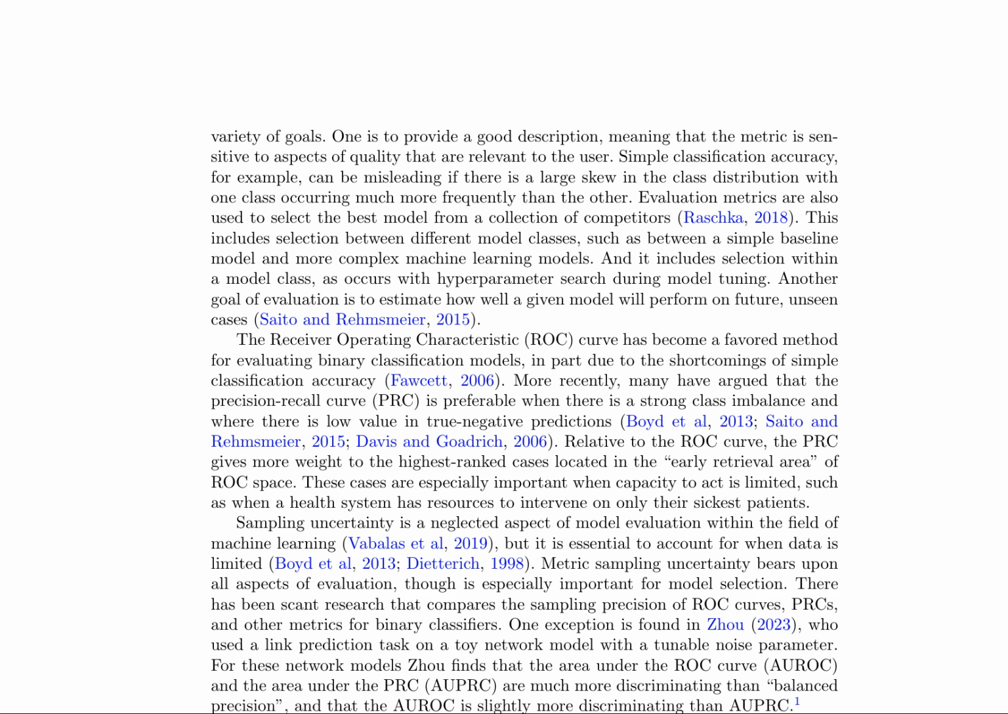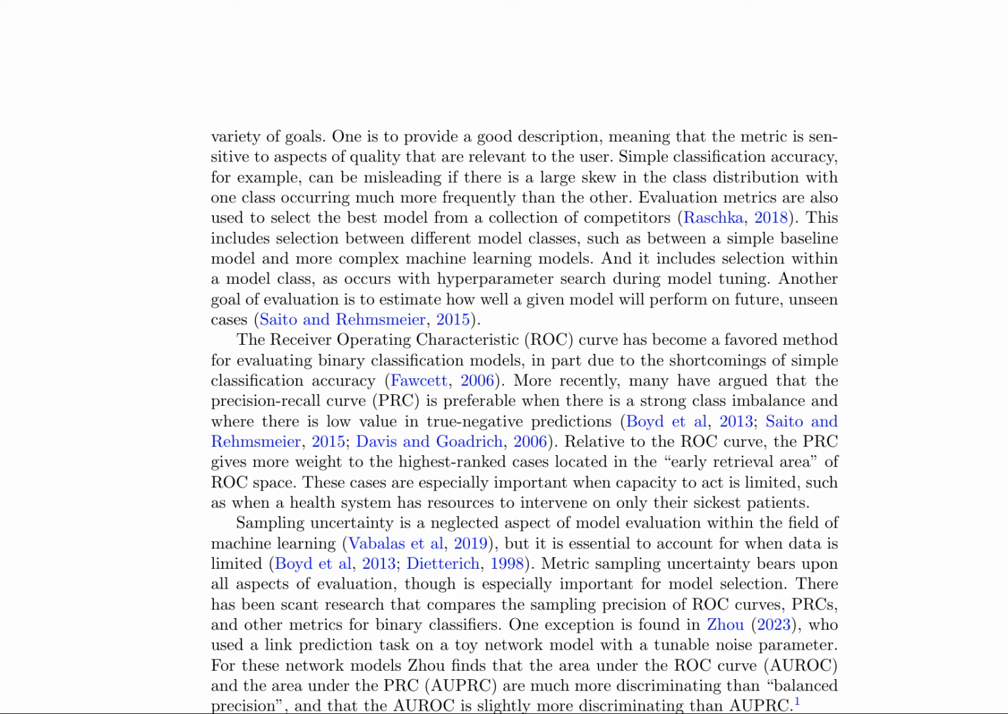Evaluating machine learning models is a complex task that involves providing a comprehensive description of model quality, selecting the best model from a range of competitors, and estimating future performance on unseen cases. Classification accuracy alone can be misleading, especially when dealing with class imbalance, necessitating the use of more informative metrics. The receiver operating characteristic, ROC, curve and precision recall curve, PRC, are two widely used evaluation metrics for binary classification models, with the PRC being more suitable in scenarios of strong class imbalance and low value in true negative predictions.